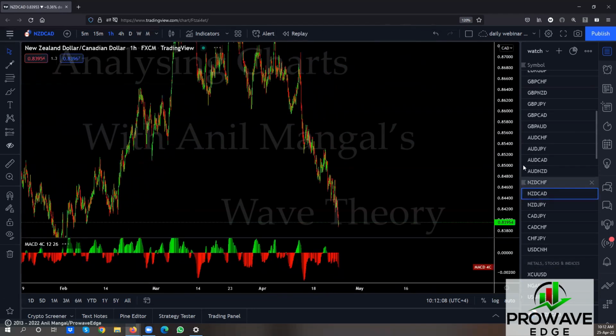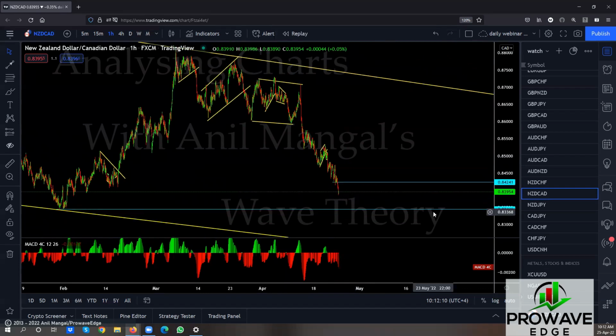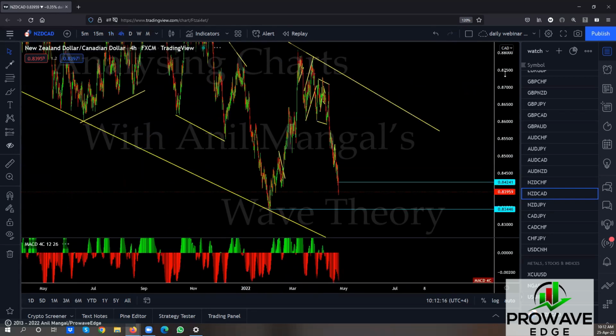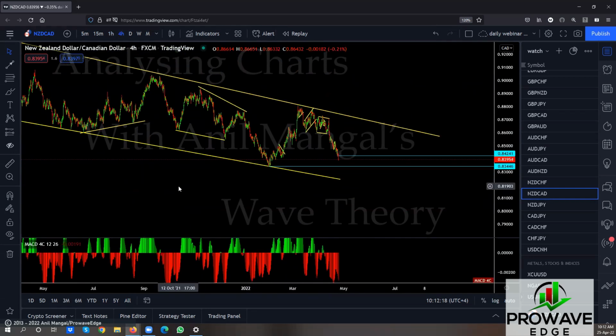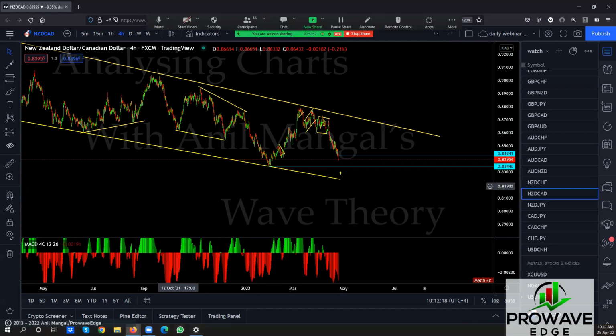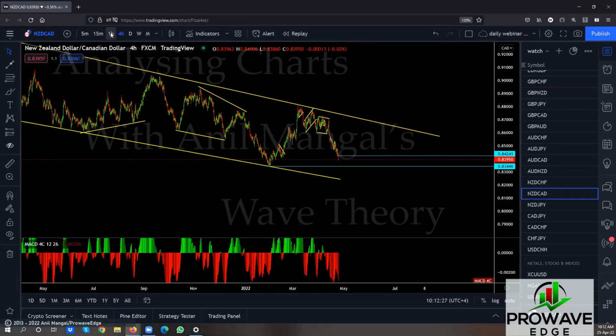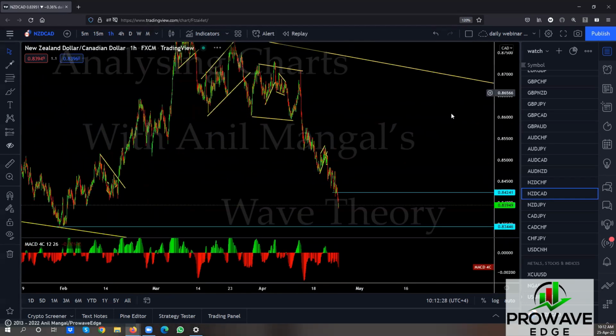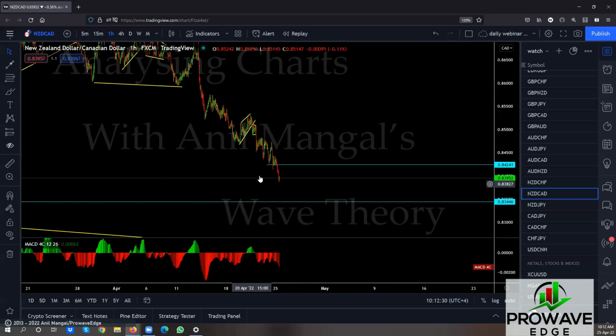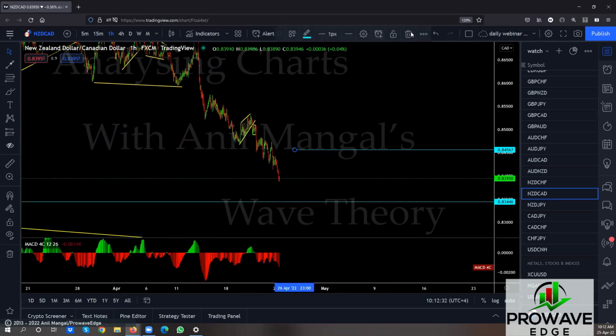New Zealand CAD. We're about to break the low already. So from this point, we'll see whether they go back up or how low they go, right? This could go lower. First, you wanted to break this low, and then we'll see how low this goes. The line is irrelevant again. Look for sell setups. These sells are over, take them out.